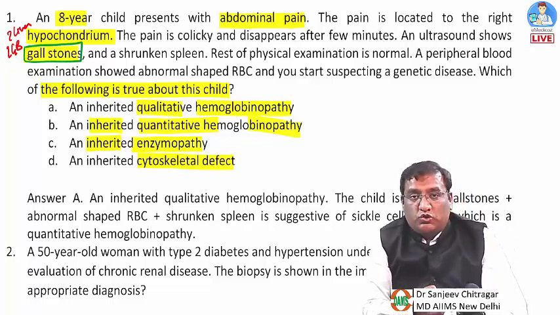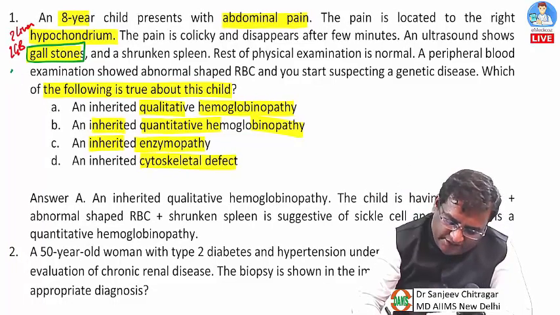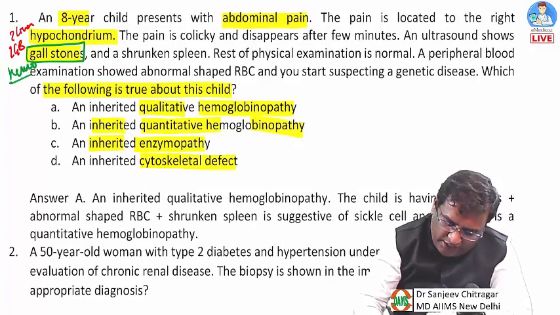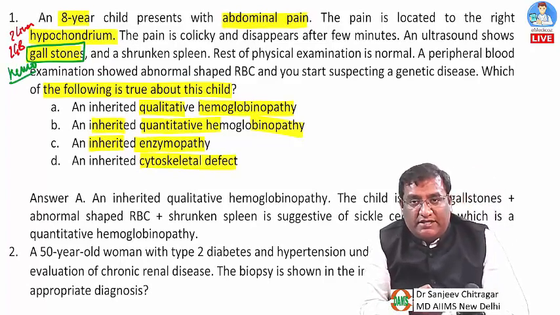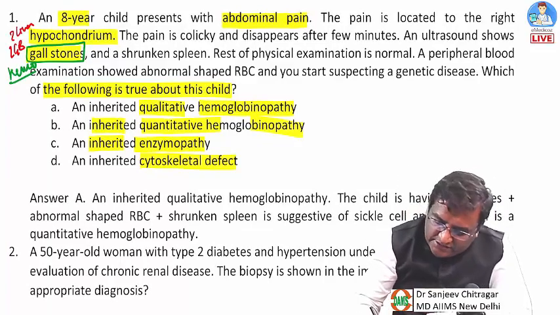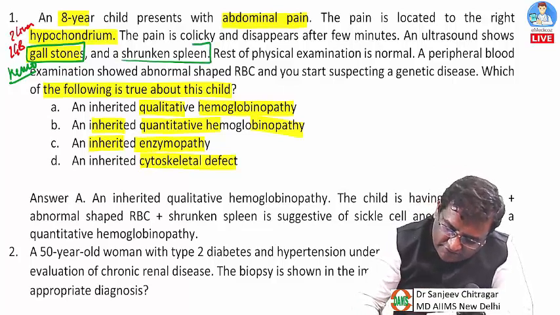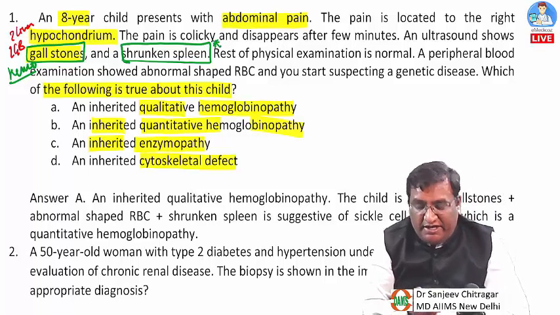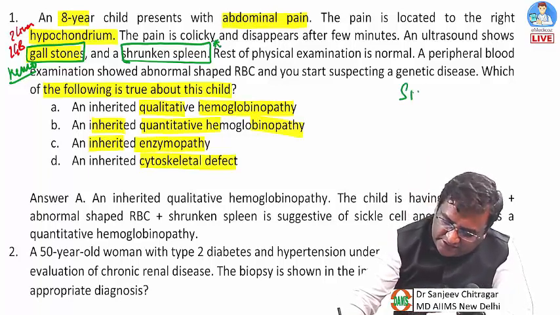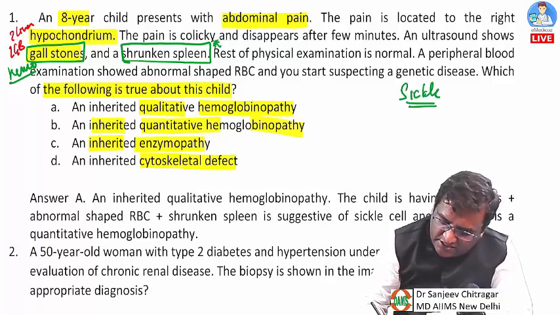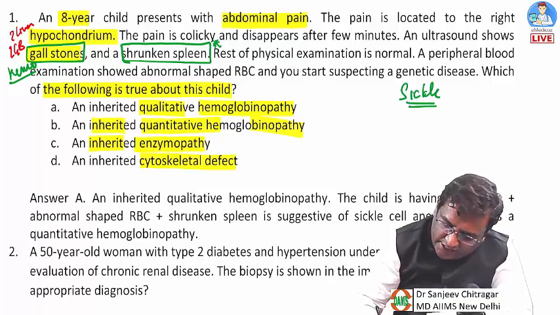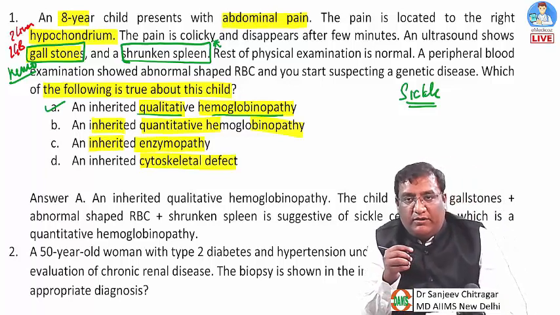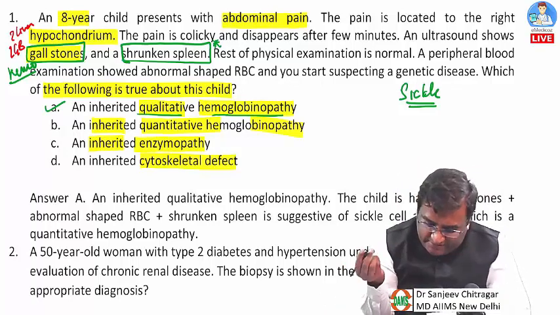A gallstone is suggestive of hemolysis then. So the patient is having hemolytic anemia, and there is a shrunken spleen. This is the keyword given to me. So gallstone, hemolytic anemia, shrunken spleen. I am suspecting sickle cell straight away, which is a qualitative hemoglobinopathy. Option A, qualitative hemoglobinopathy. Rest of the physical examination is normal.